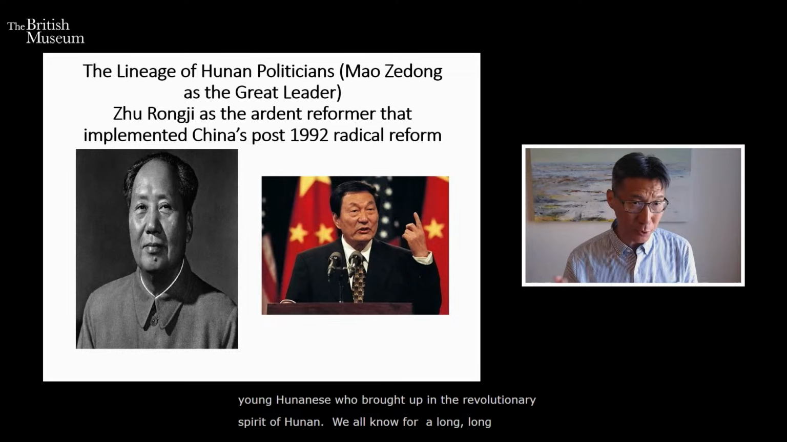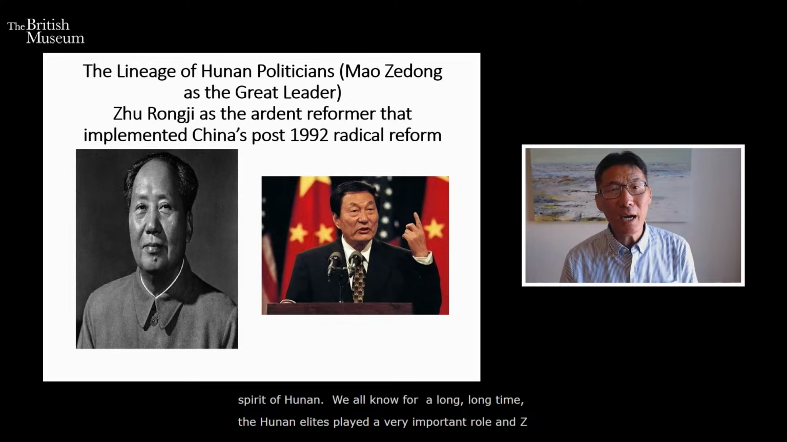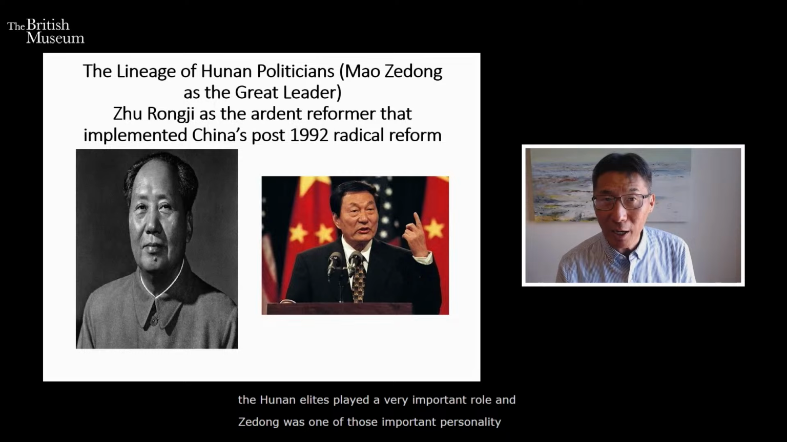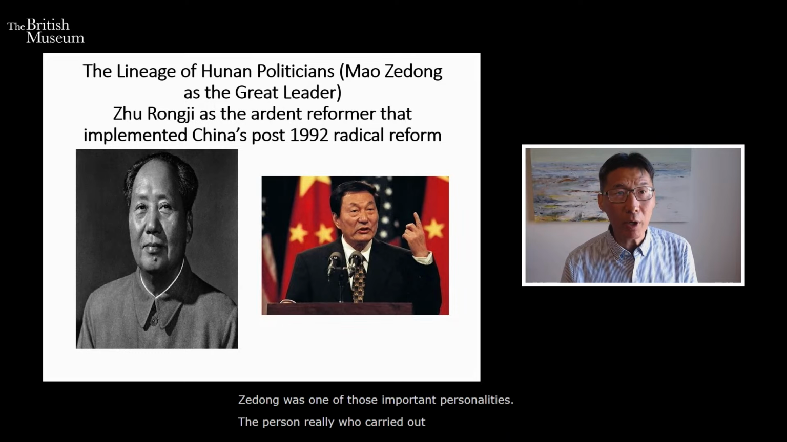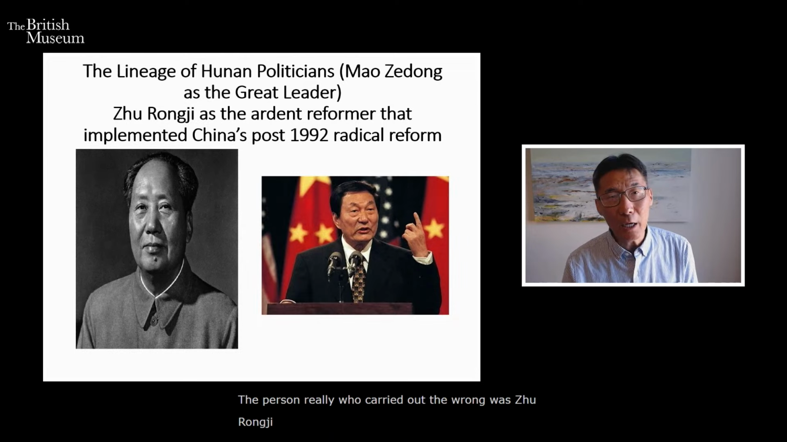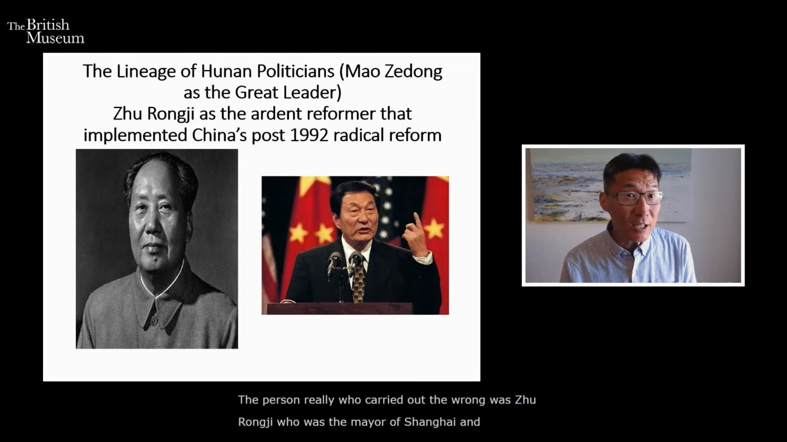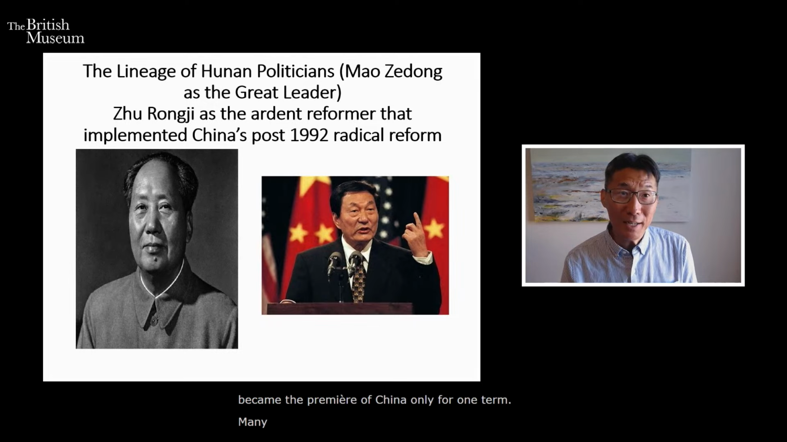Now, remember the Deng Xiaoping Southern Tour in 1992 that marked the most important reform? The person who really carried out the reform, of course, there's Jiang Zemin and all others. Zhu Rongji was a major figure who carried out the most radical reform after 1992. He was first the mayor of Shanghai, and then he became the premier of China, only for one term. And a lot of people connected Zhu Rongji as someone coming from Shanghai, but actually not. He was a Hunan native personality.